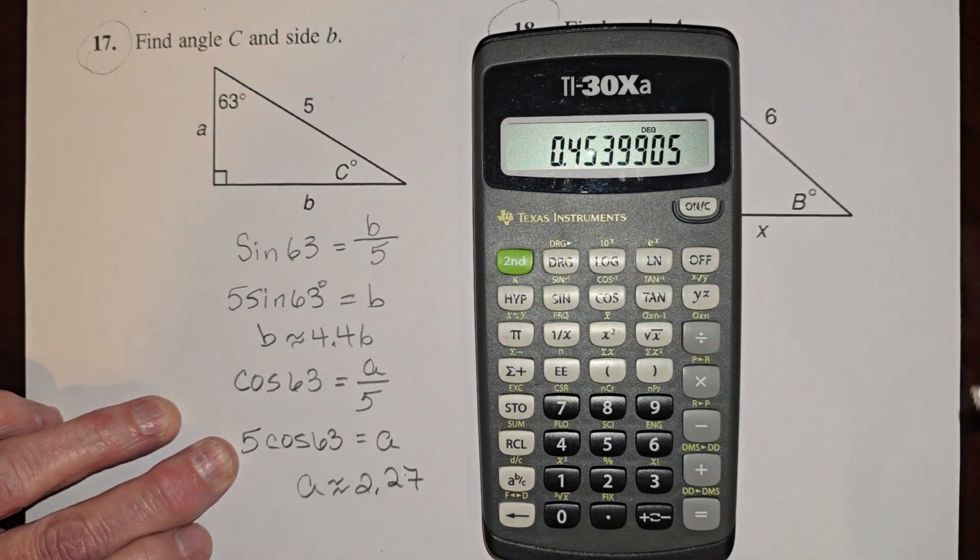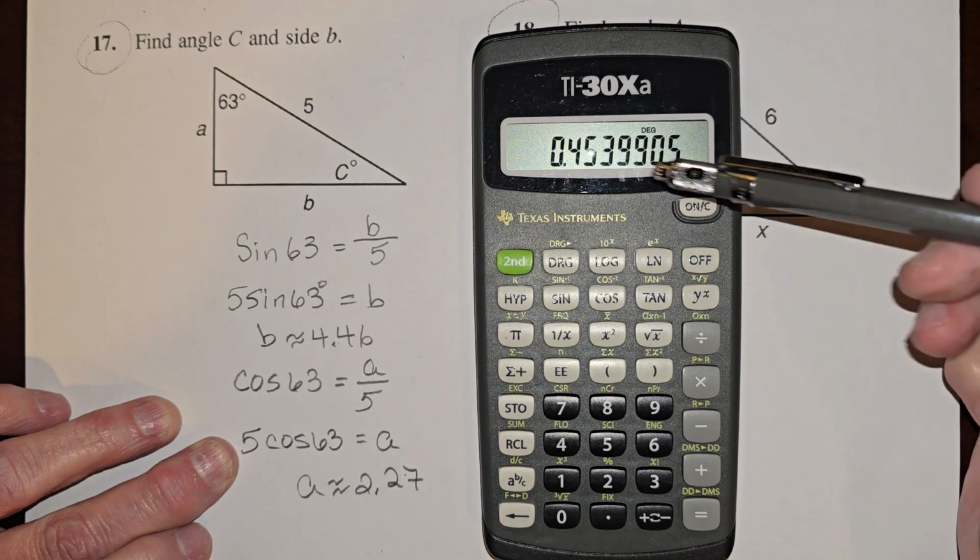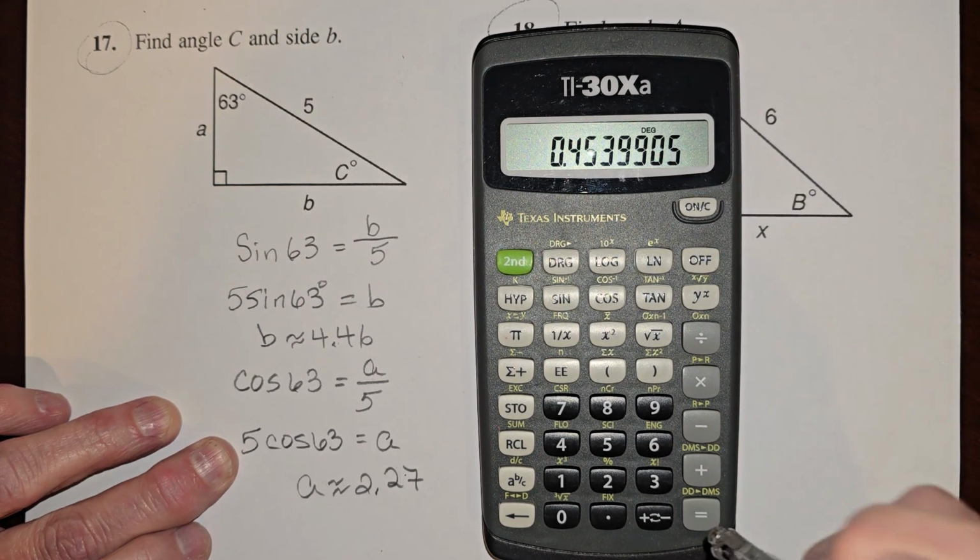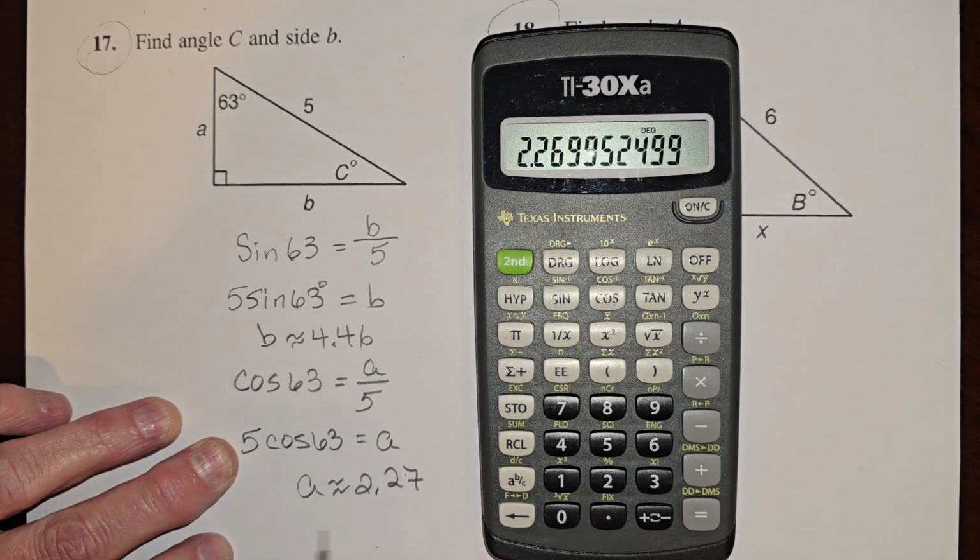Now that 63 cosine is all one thing. It's not separated by anything. And so that's the cosine of 63 right there. And now I'm going to hit equals so it knows to multiply it by 5. So a comes out to be about 2.27.